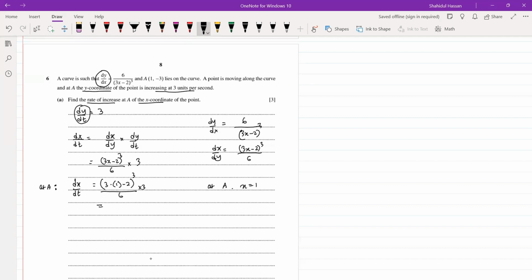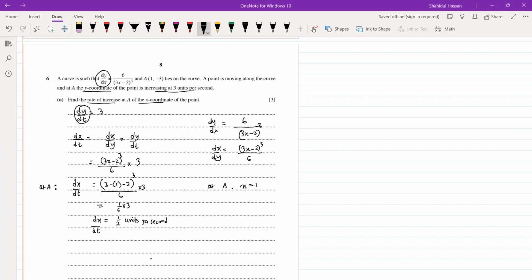So I have 3 ones are 3, minus 2 is 1, 1 cubed is 1, 1 by 6. So we have 1 by 6 multiplied by 3. In other words, we can write it as 1 by 2 units per second. This should be your dx by dt, or our dx by dt.